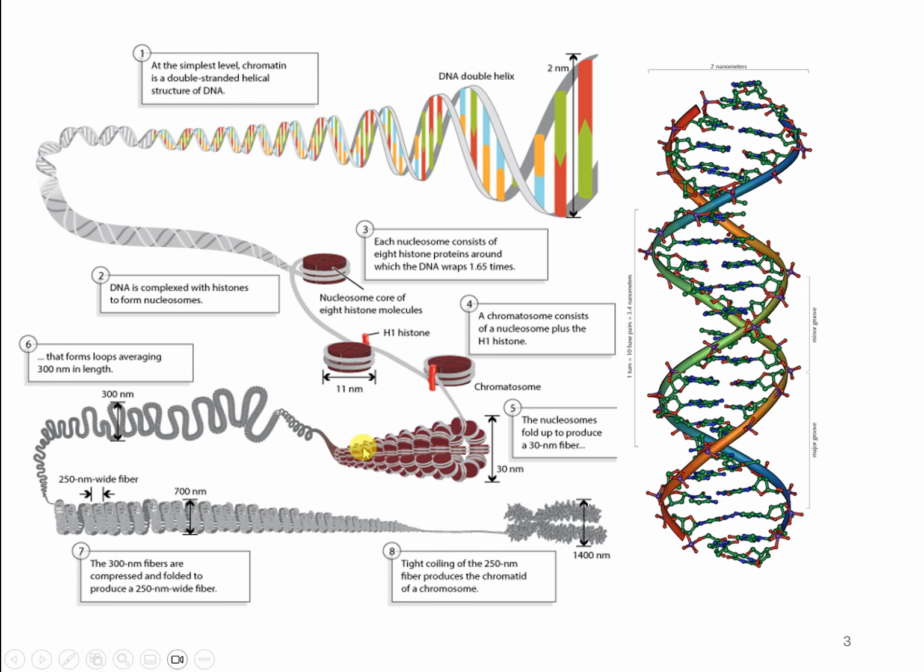And then what happens? This 30 nanometer fiber coils on itself in this way and makes 300 nanometer loops. And then this 300 nanometer loop coils on itself and makes a 250 nanometer wide fiber. And then this 250 nanometer fiber makes a 700 nanometer fiber. And then what happens?